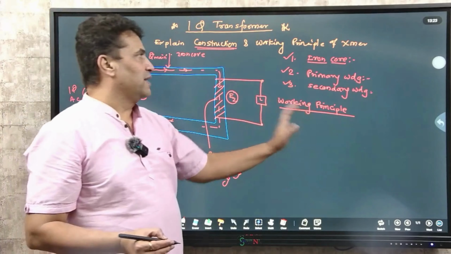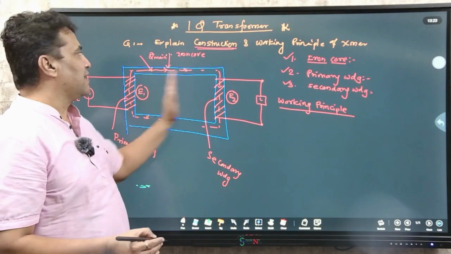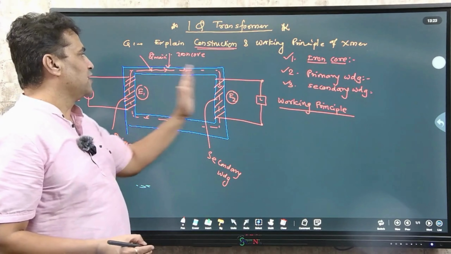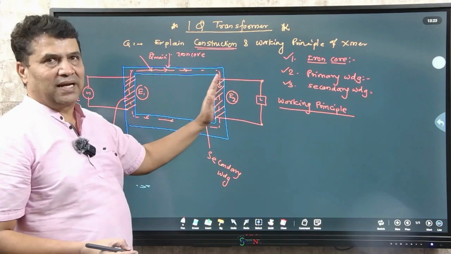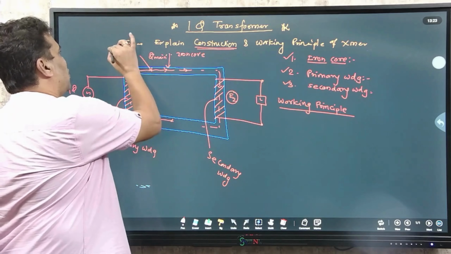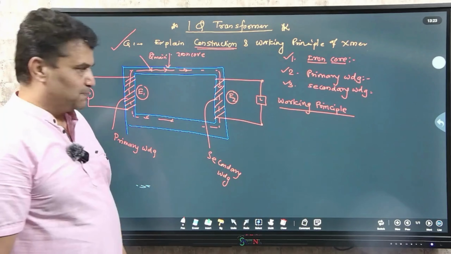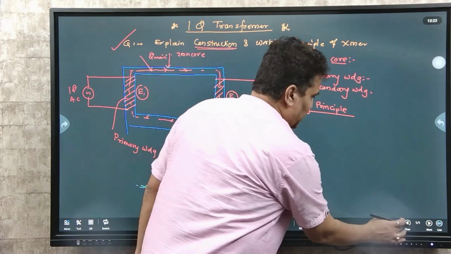So according to Faraday's law, there is generation of E1 and E2, but the important point is that without any electrical connection, we can transfer voltage or current from one side to another side. That's why the word is transformer. So the first question in short revision, what you have to write: explain construction and working principle. This is the first question in transformer.